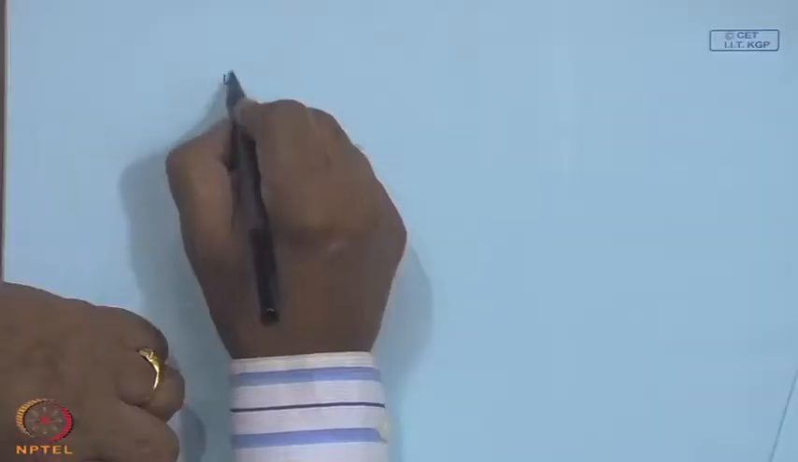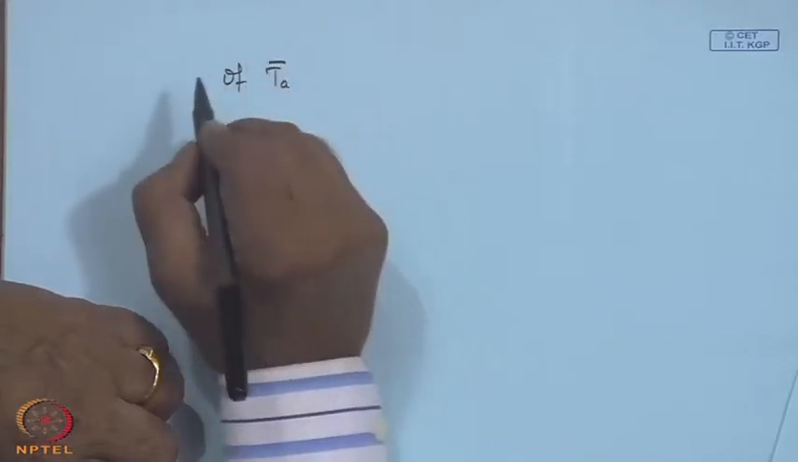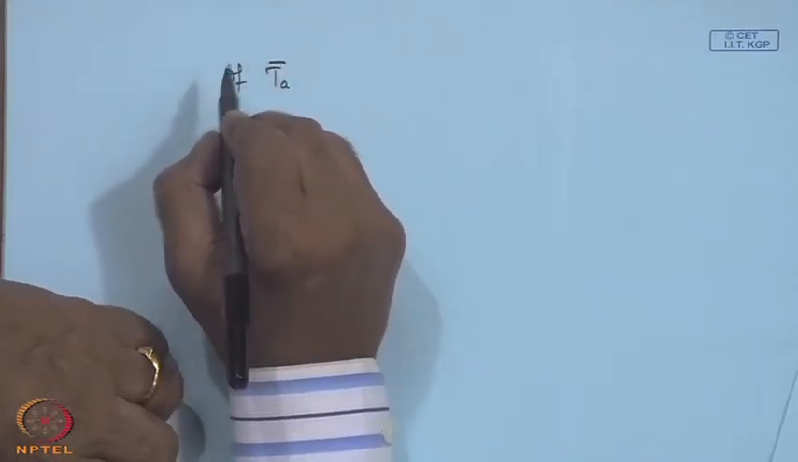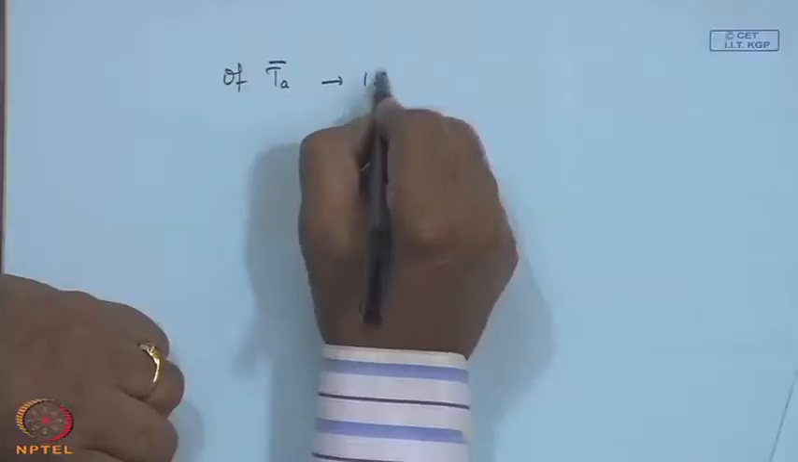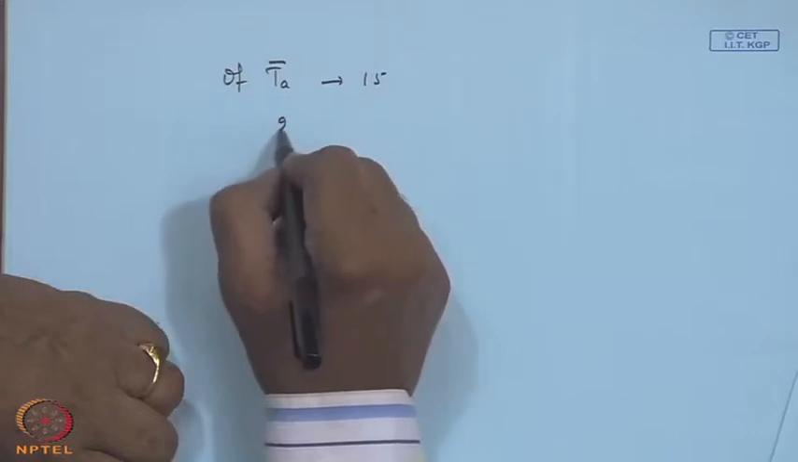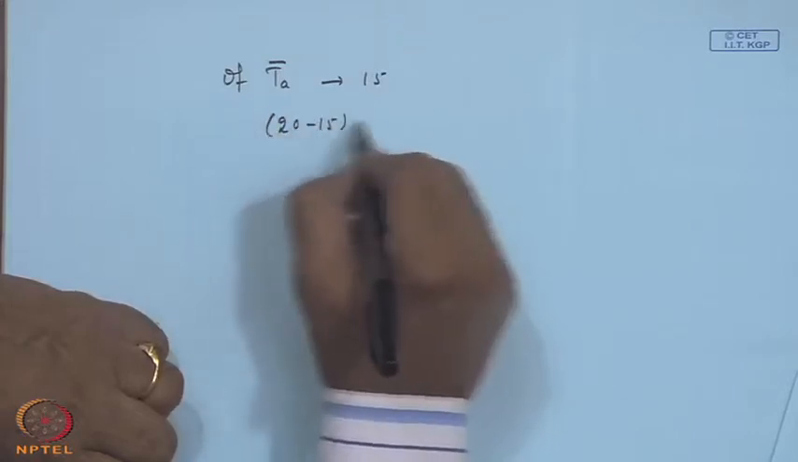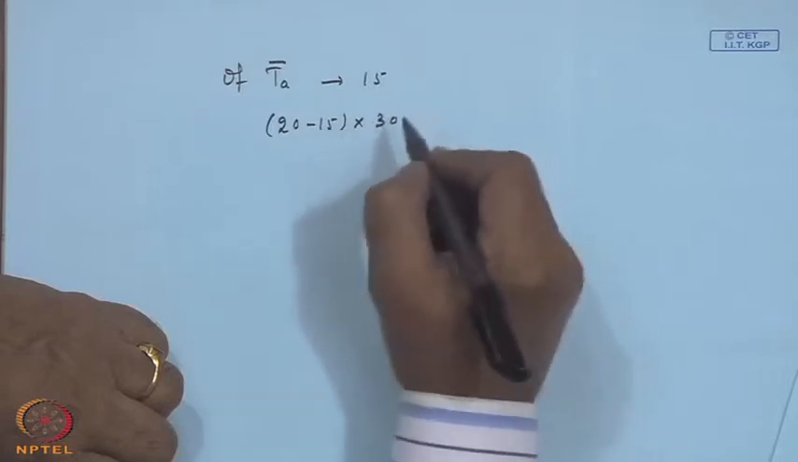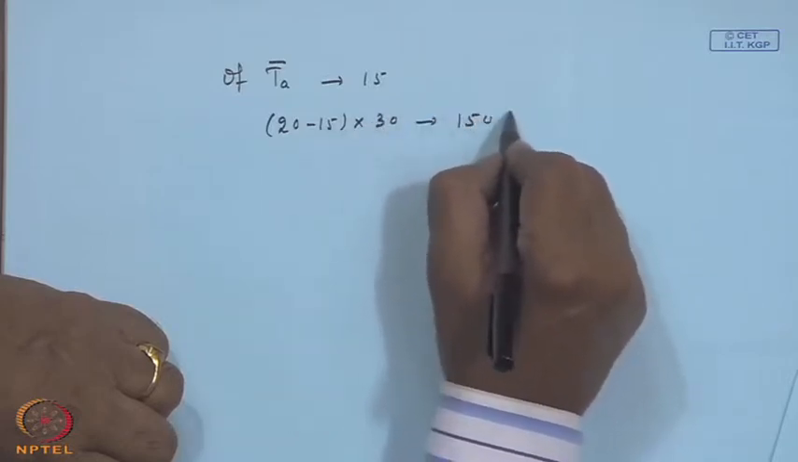Another thumb rule, approximately, if TA bar, let us say monthly average daily ambient temperature, which you can see from the meteorological data in books like A. Mani for Indian locations or Duffie and Beckman for US and Canadian locations, or the Ministry of Non-Conventional Energy Sources website these days. If TA bar is, let us say, 15, then 20 minus 15 is 5 degrees multiplied by 30, that will become 150 dd.